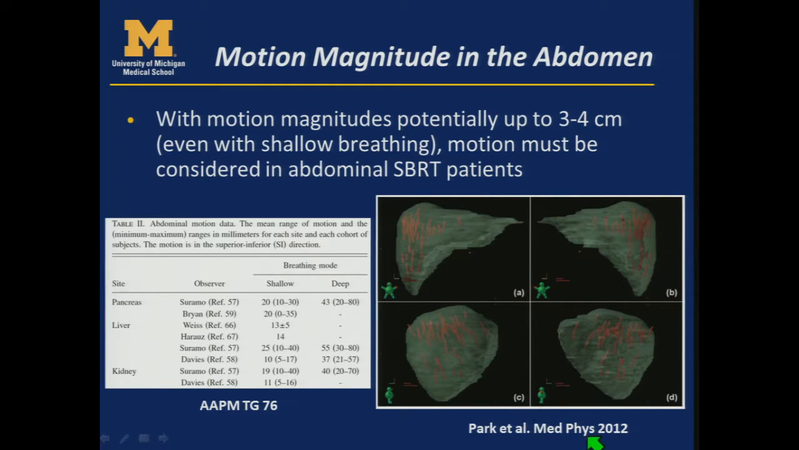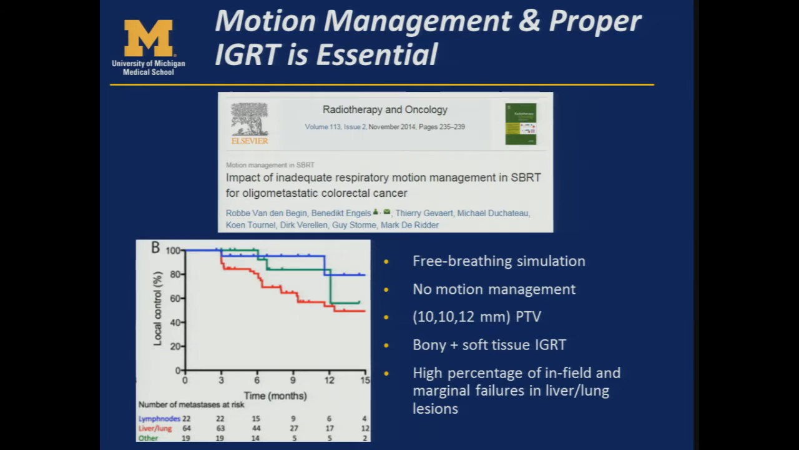And here's another example of a paper where they looked at marker motion within the liver, and they placed the magnitudes and excursions here in the different planes. And you can really see that although the majority of the motion is superior-inferior, there's a lot of motion anterior-posterior and in other directions as well. So this is a really important issue to think about any time we're treating in the abdomen.